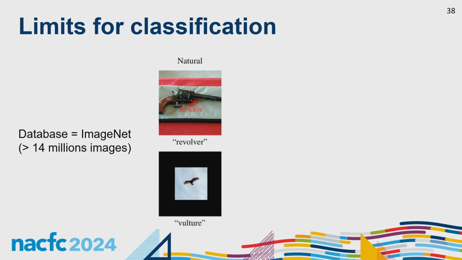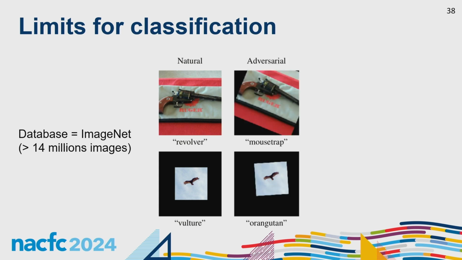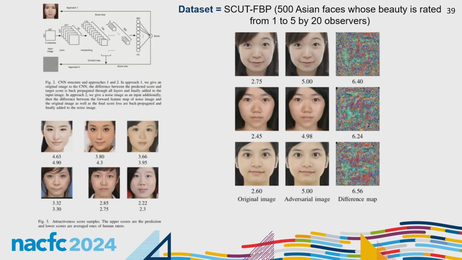This is a network that has been trained to annotate images from the internet. And you can see here that the revolver is correctly annotated as a revolver, the vulture is correctly annotated as a vulture. And then you just apply a small flip to the images, and the gun becomes a mousetrap, so it's still lethal. But the vulture becomes an orangutan, and you can ask my 2-year-old boy, and he will not make this error. So it's able to make huge errors.